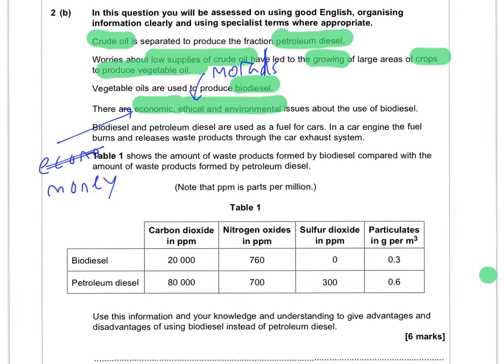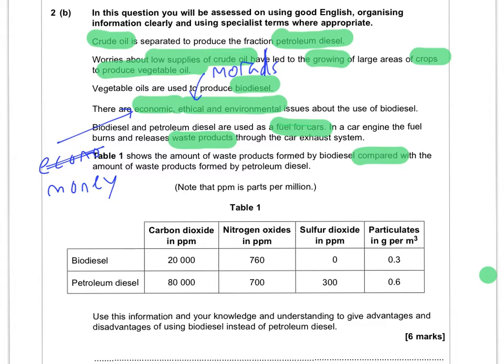So, biodiesel and petroleum diesel are used as fuels for cars. They're both fuels. Okay, in a car engine, the fuel burns and releases waste products. I guess it would be those waste products that cause any pollution through the car exhaust system. Table 1 shows the amount of waste products formed by biodiesel compared with the amount of waste products formed by petroleum diesel. And we've got ppm as parts per million, but that's not really going to be important. So we're comparing here.